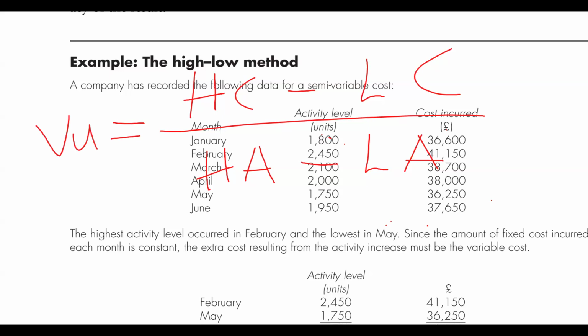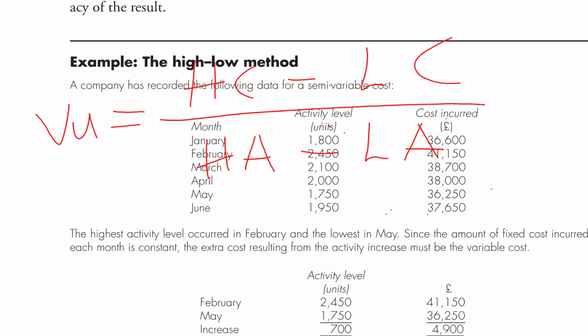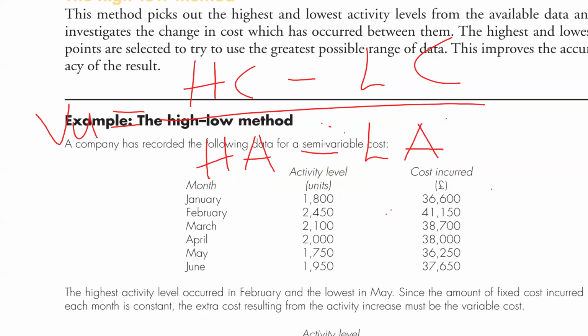Okay, trying to understand it. So you said variable cost per unit is equal to highest cost minus lowest cost, divided by the highest output minus the lowest output. All right. Yes, thank you, sir. So identify the cost.